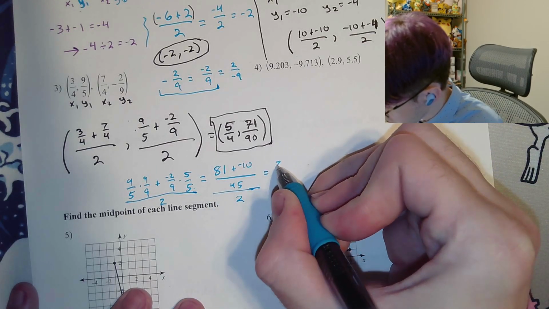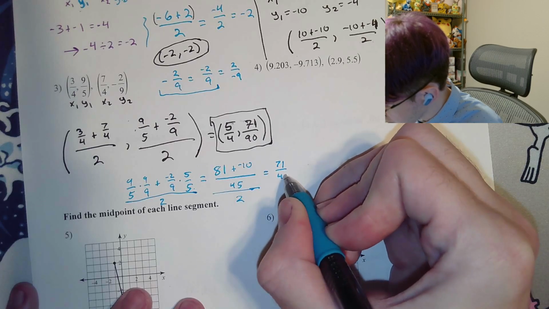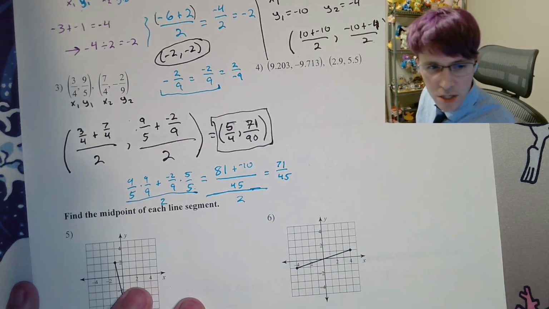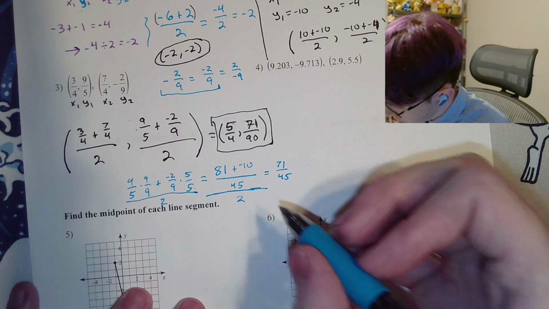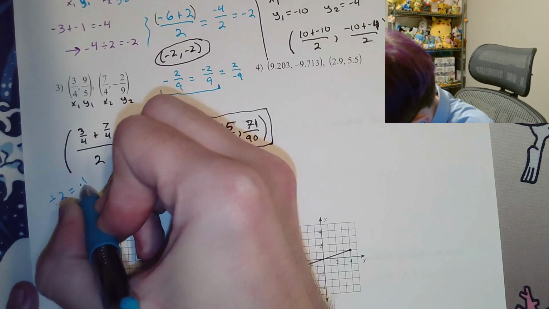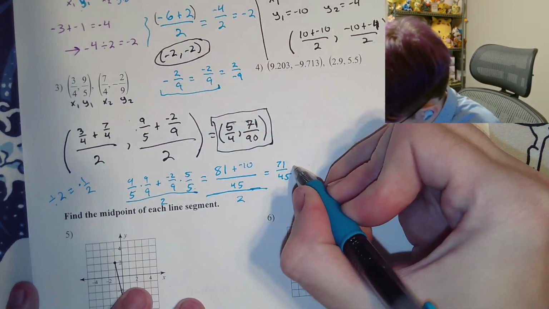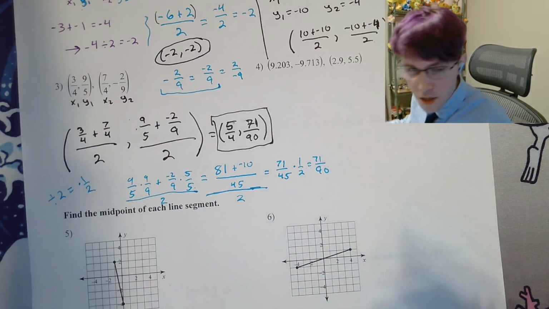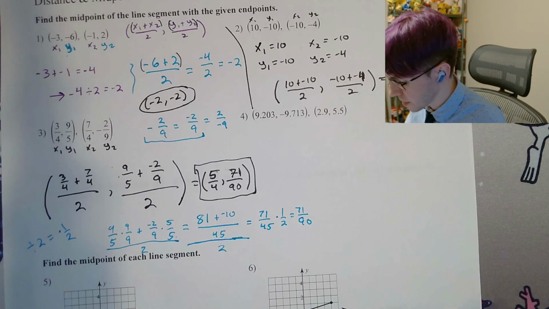Continuing on, you end up with that 71 we talked about over 45. But one of the big things is if you're doing everything divided by 2, dividing by a number is the same as multiplying by the reciprocal. So in other words, dividing by 2 is the same thing as multiplying by a half. So we're going to go ahead and multiply that by a half, and sure enough, we get 71 over 90. If you cared, that's how it came to be.